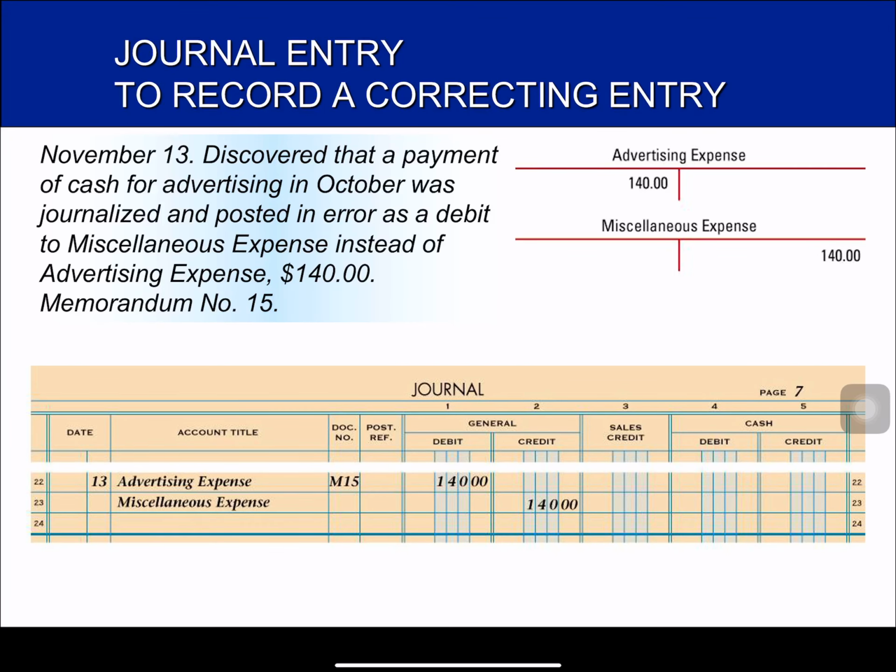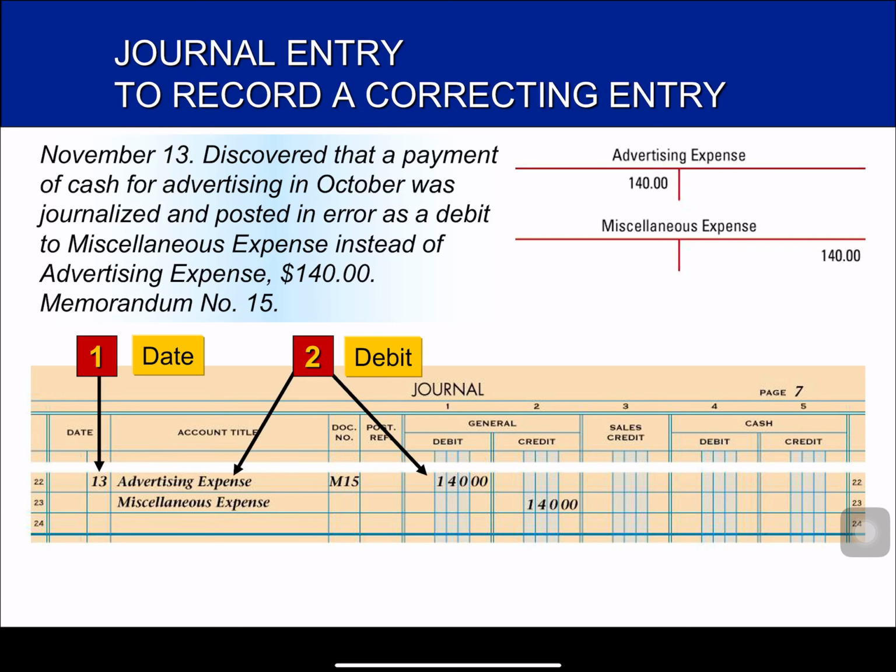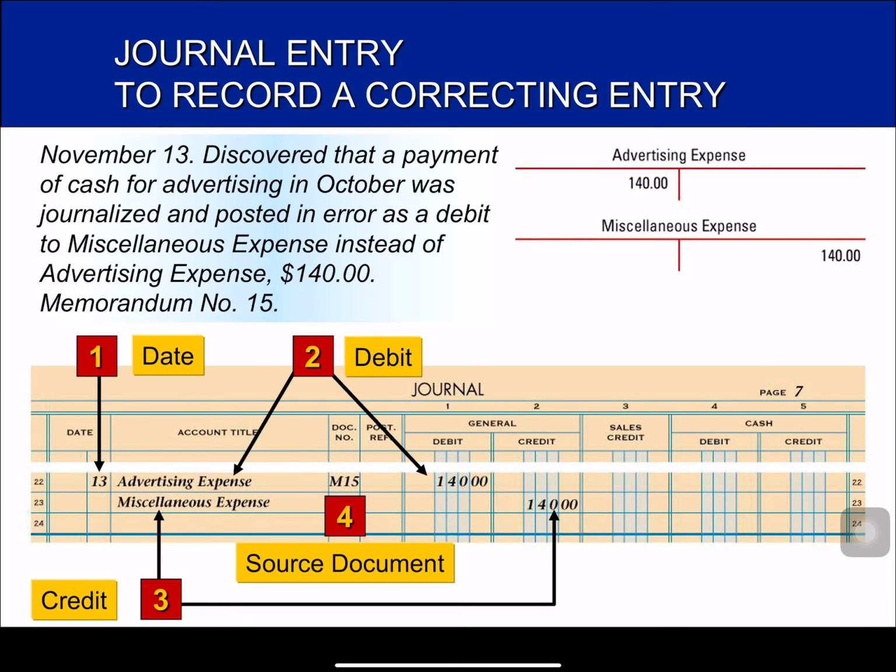So when we journalize it, all we have to do is write advertising expense for $140. So we would do advertising expense, general debit for $140. Miscellaneous expense credit would be the second line. And it is memorandum 15. So our date, our debit entry, our credit entry, and our source document.